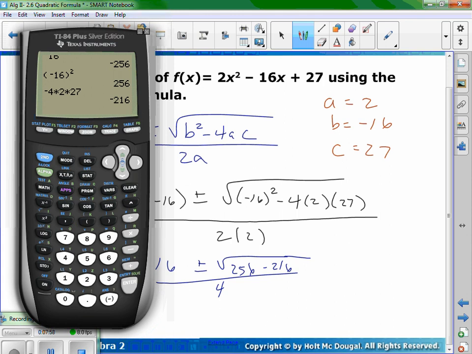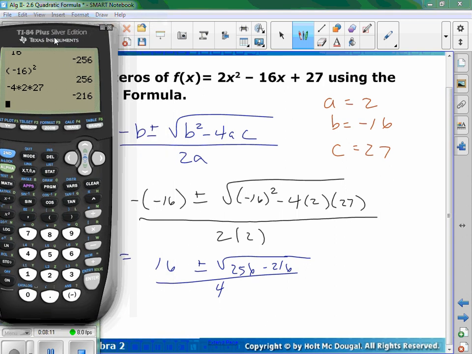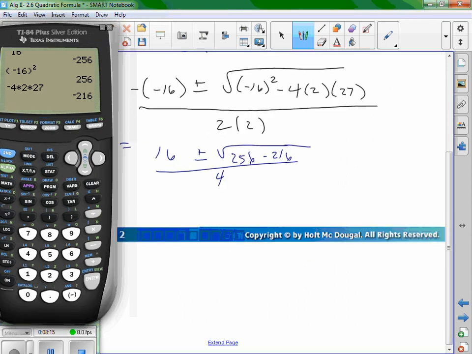Please show me this work. I know the calculator can do all of the work for you. But if you mistype something in the calculator, it messes up everything. What do you think I should do now? Subtract. 16 plus or minus the square root of all of this over 4.